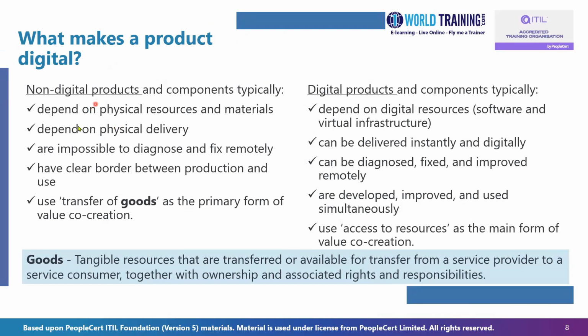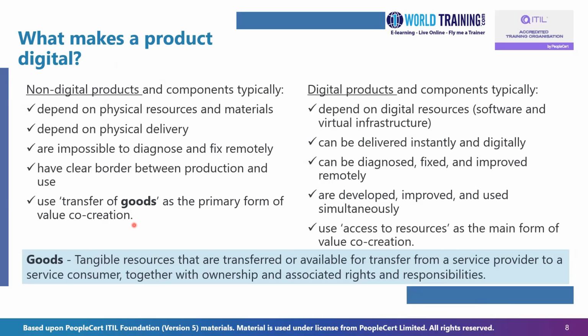Non-digital, they typically depend on physical resources and materials. There is physical delivery of those products. They cannot be fixed or diagnosed remotely. I like that point. There is a clear border between production and usage. It is produced somewhere in a factory and then sent for use, sold for use. And therefore, it's more like the concept of goods, which is transferred from the seller to the buyer. And that's how the value is co-created.